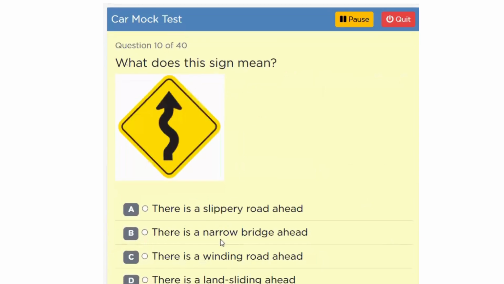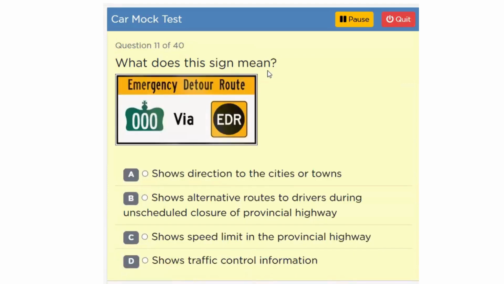What does this sign mean? There is a slippery? No. There is a narrow bridge? No. There is a winding road ahead. This is like winding. What does this sign mean? Shows direction to the cities or towns? No. Shows alternative routes to drivers during unscheduled closure of provincial highway? I think it's this one, because detour, it means that the change of the routes, and it's showing via ADR.